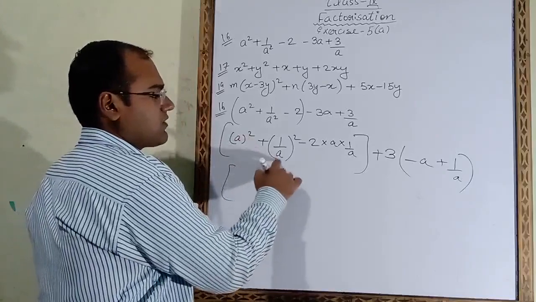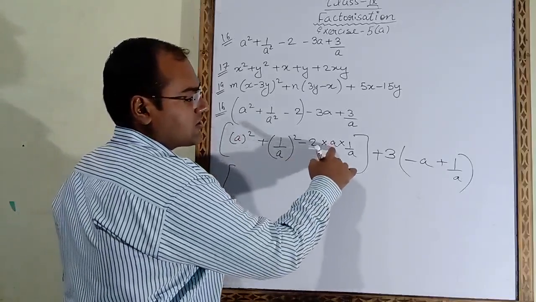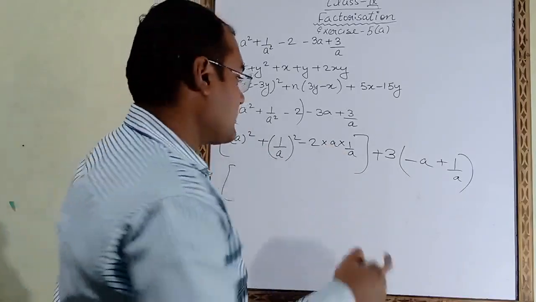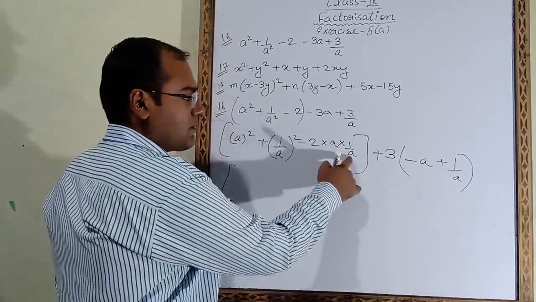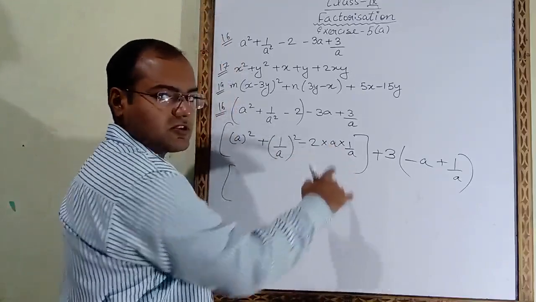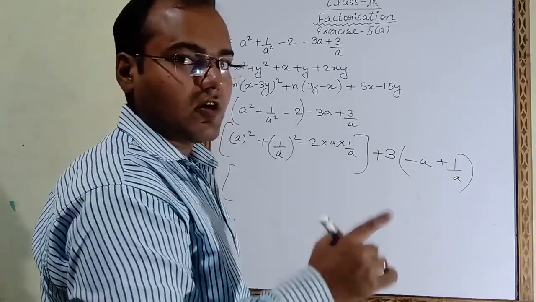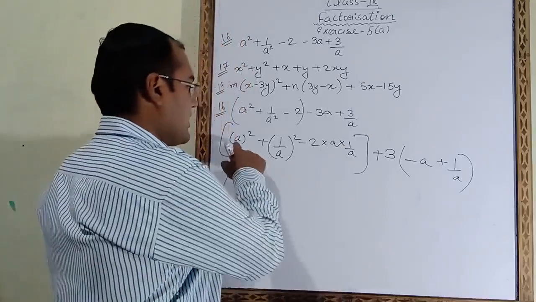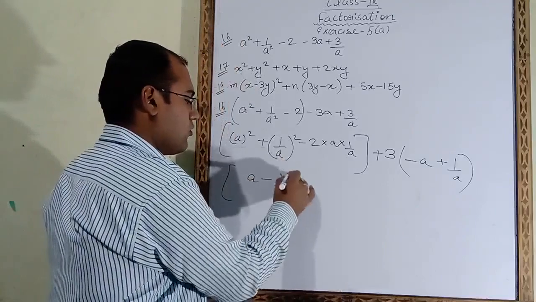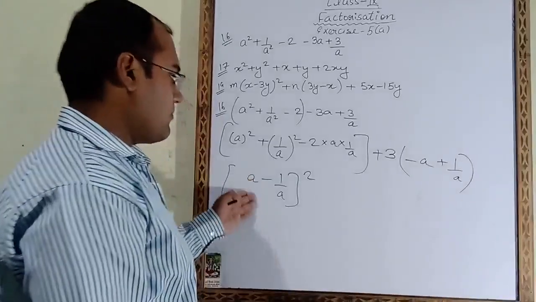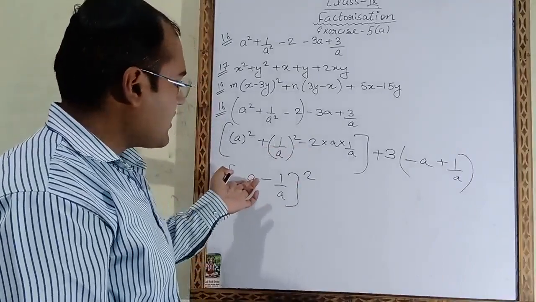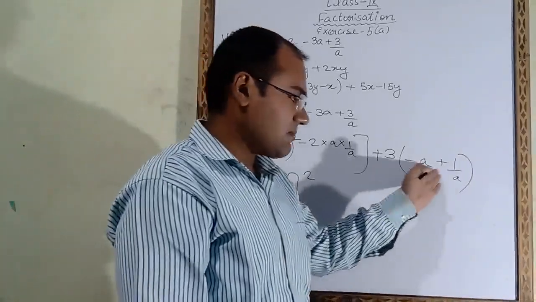a square plus 1 upon a square minus 2 into first number into second number. This is one formula, a minus b whole square. This is minus 2ab. This is a, this is b, this is minus 2ab. So what formula is this? This is the formula of a minus b whole square. So a is this number, minus b is this number, whole square. So when you open this whole square, you will get the same answer. So here it is a minus 1 upon a, and here it is minus a plus 1 upon a.